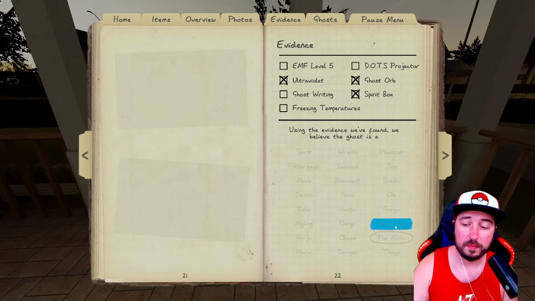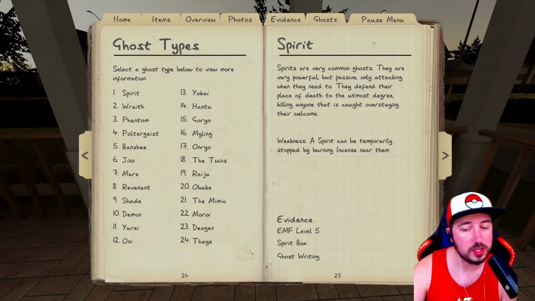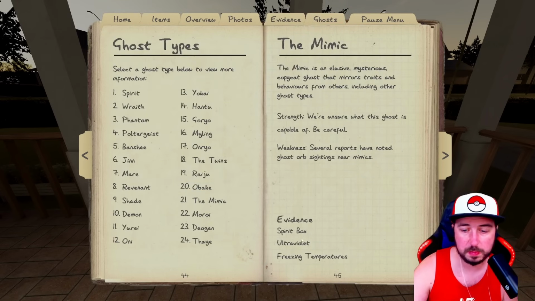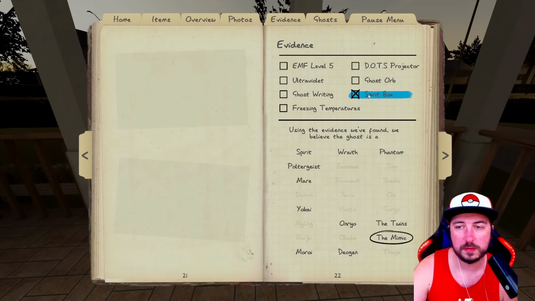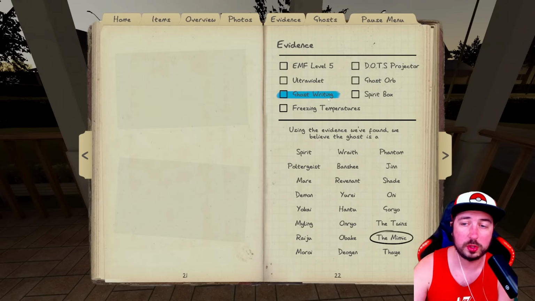So this is why you want to make sure you test for each of these pieces of evidence for the mimic: the spirit box, UV, and freezing. Even if you get ghost orbs, always assume those orbs are fake, up until you get either EMF 5, dots, or ghost writing, because a mimic cannot have those. Then you would know the orbs would be real.